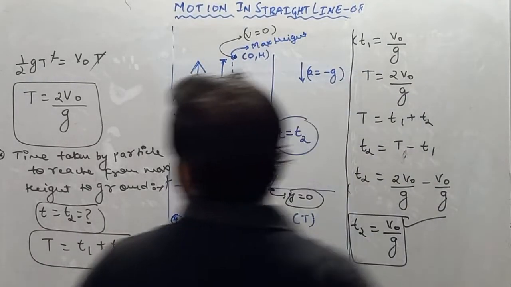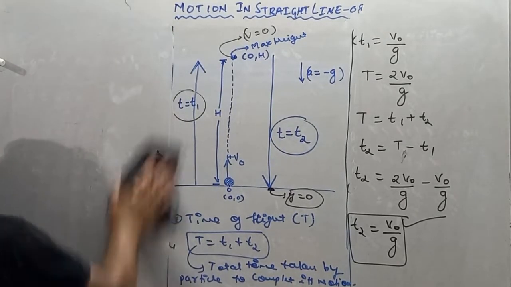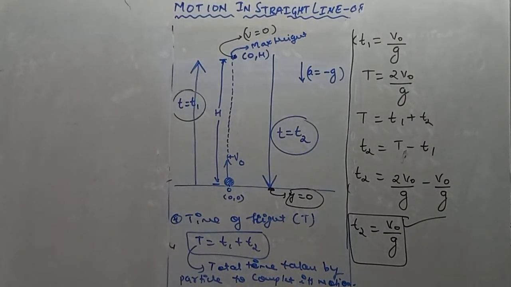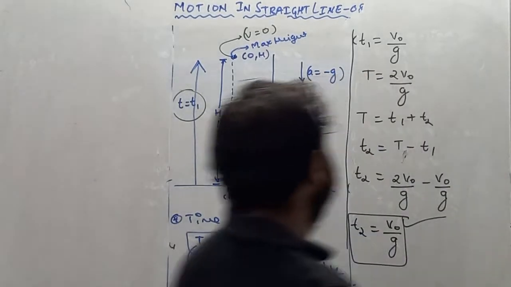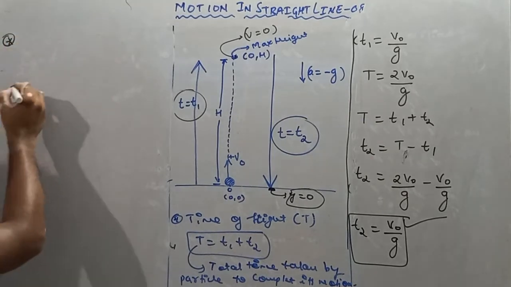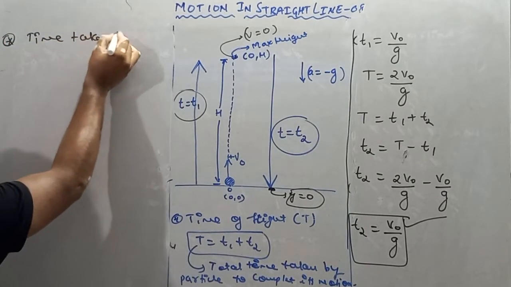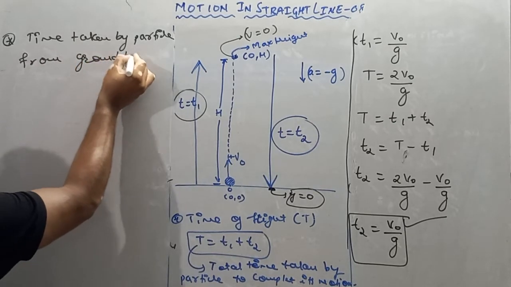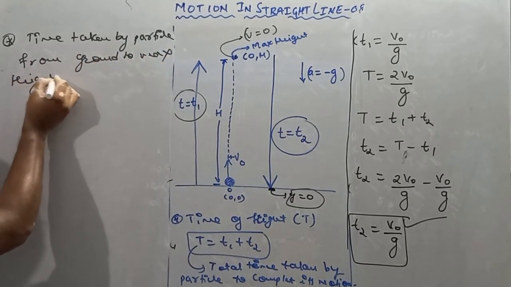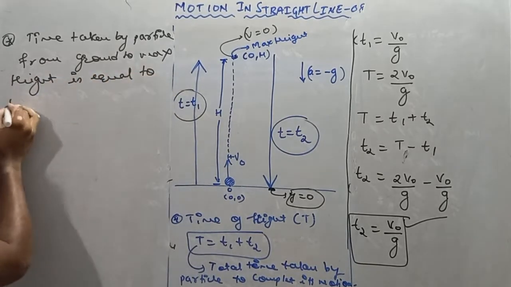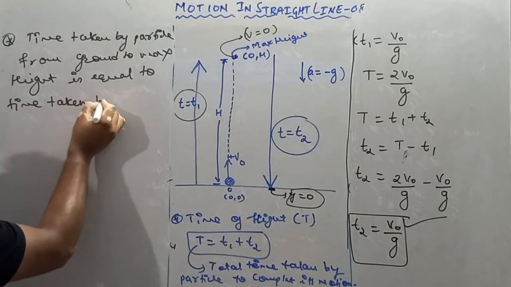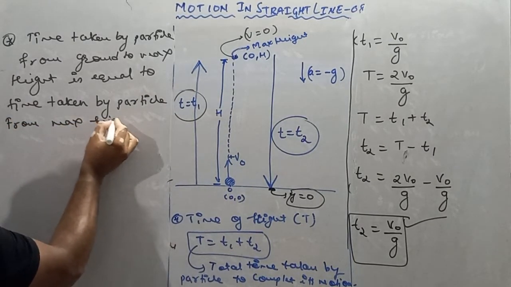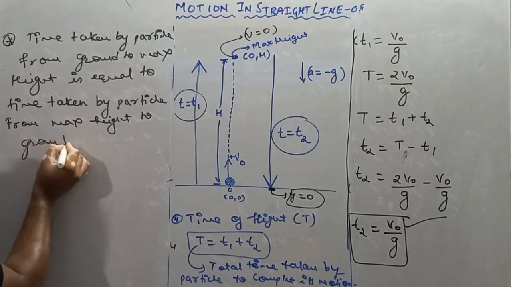So write down, my dear student, the time taken by the particle from ground to maximum height is equal to the time taken by the particle from maximum height to ground again.